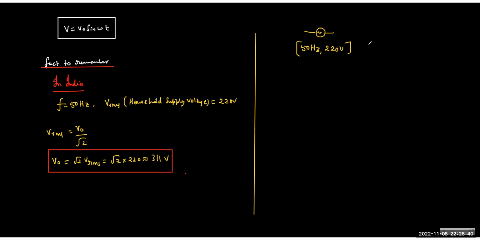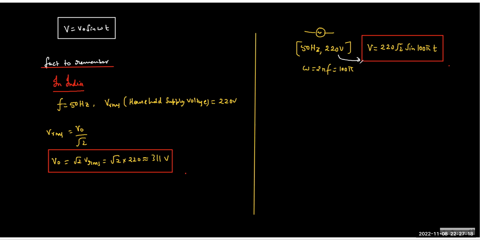So how to convert this into a formula? It will come V naught, which is 220 root 2, sine omega t. Omega is how much? So V equals 220 root 2 sine 100 pi t. So from here to here, you have to do on your own.